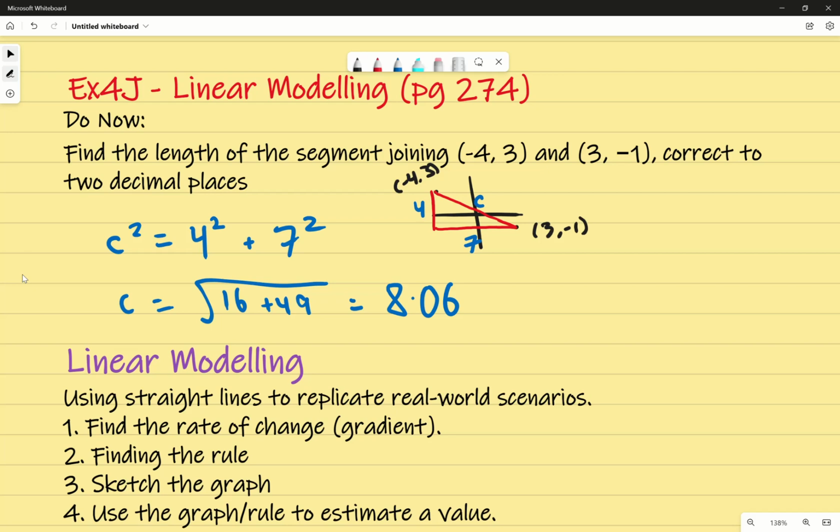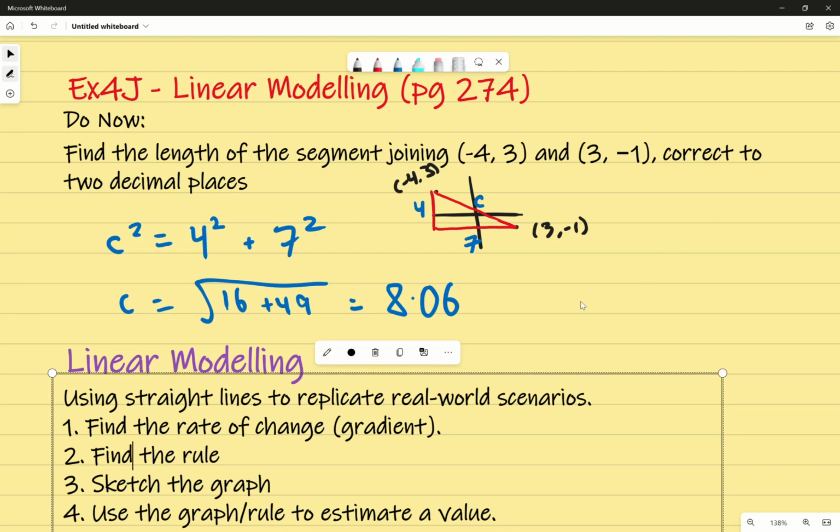Can you hear me up the back? All good? Lovely. That most definitely should say find the rule. My apologies. Right.